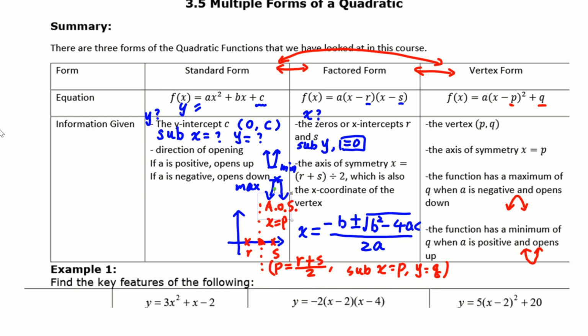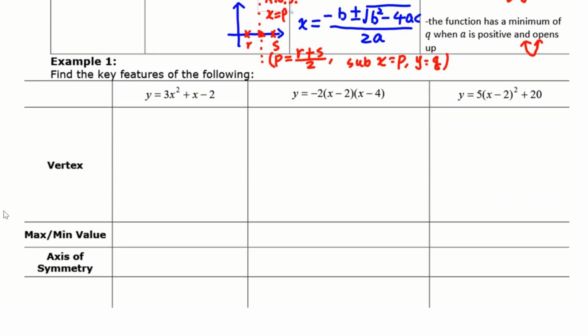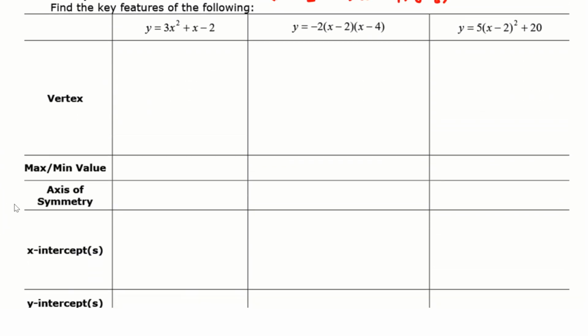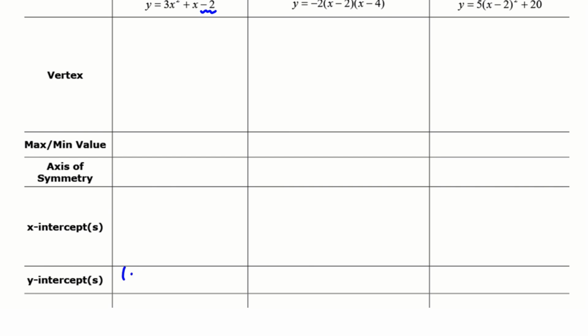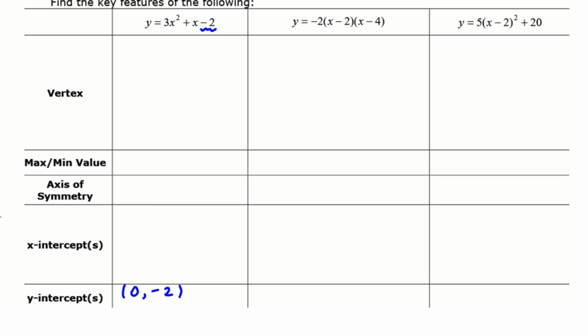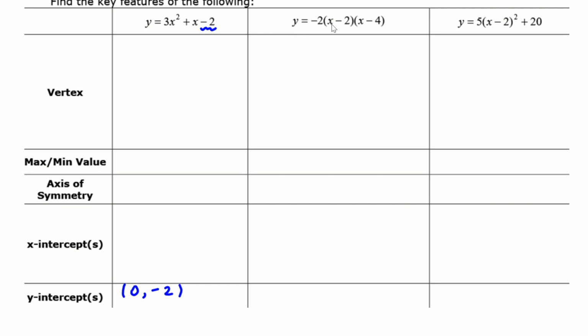Okay, so now we are going to see some examples. We are going to fill in this chart. So fill in the key features of the following. So this one is a standard form. We know from the standard form we are able to see the y-intercept right away. So x equals 0, then y equals -2. So sub in x equals 0 here, and we get -2. And from the factored form, we are able to see the zeros right away. So it's (2, 0) and (4, 0).